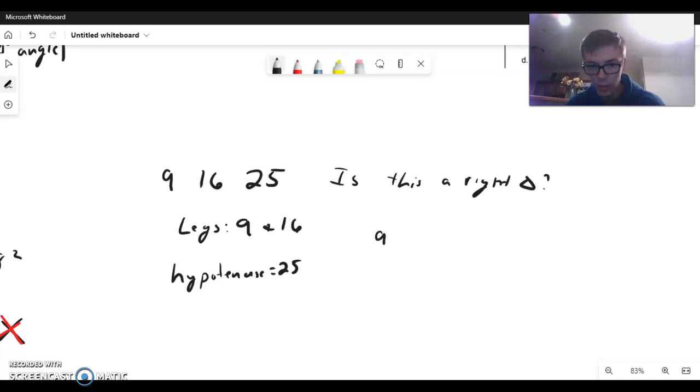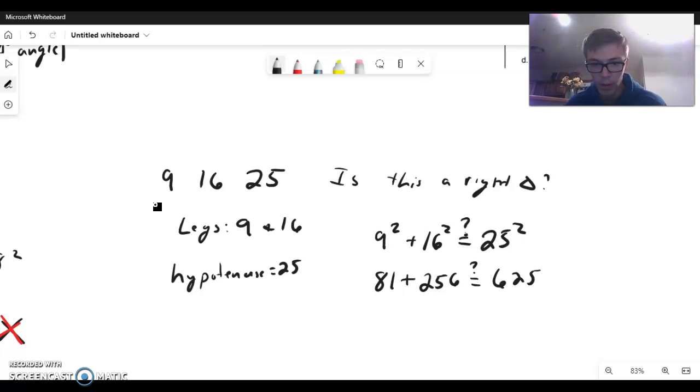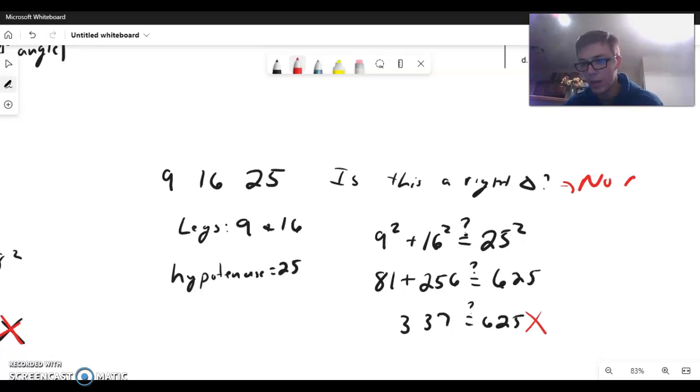So now we're going to ask, 9 squared plus 16 squared, is that equal to 25 squared? 9 squared is 81 plus 16 squared, this is why you have a calculator, 16 squared is 256. And is that equal to 25 squared? And 25 squared is 625. Now, 81 plus 256 is 337. So is 337 equal to 625? No, that is not. So is this a right triangle? That's our original question. No, this is not a right triangle.